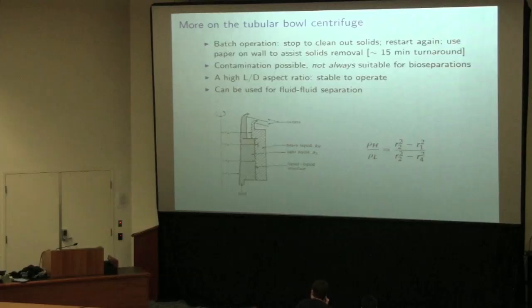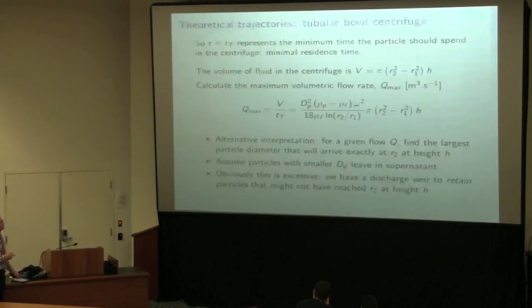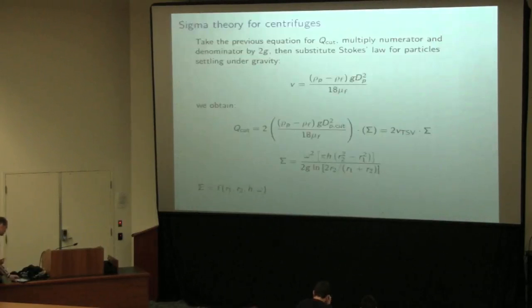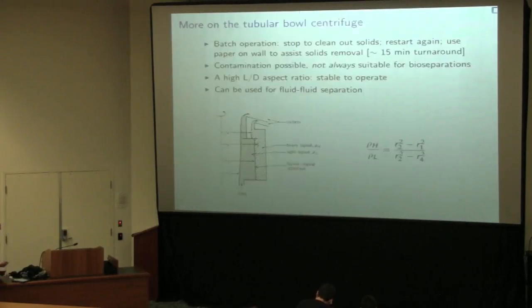It is about a 15-minute turnaround to clean and restart the unit. Now, this unit would not be suitable for bio separations because, as Vish asked earlier, what's in the middle over here? Well, in the middle is air. So it's totally open to contamination. And so if that's an issue in the unit that you're designing, then this wouldn't be a suitable type of centrifuge. So this region over here is open to potential contamination when you're opening and closing the centrifuge. So there's a better alternative for bio separations.